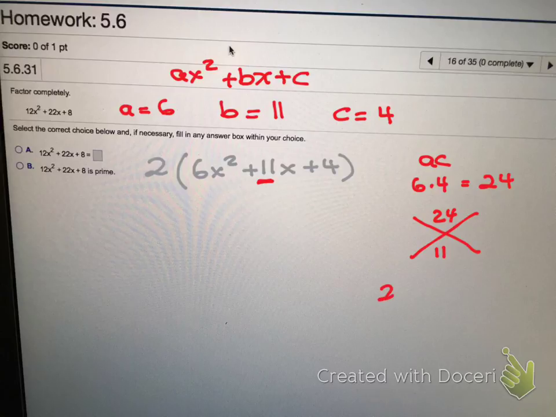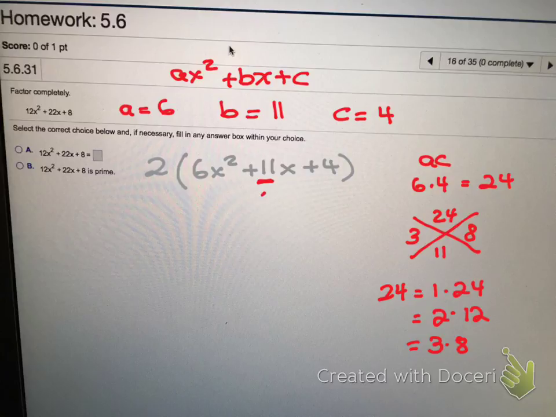So multiples of 24 would be 1 times 24. If you add those 2, you do not get 11. We can also say 2 times 12. That's also not 11. The next one is 3 times 8. And we can clearly see that 3 times 8 is 24. And 3 plus 8 is 11. So 3 here, 8 there. The order doesn't really matter.